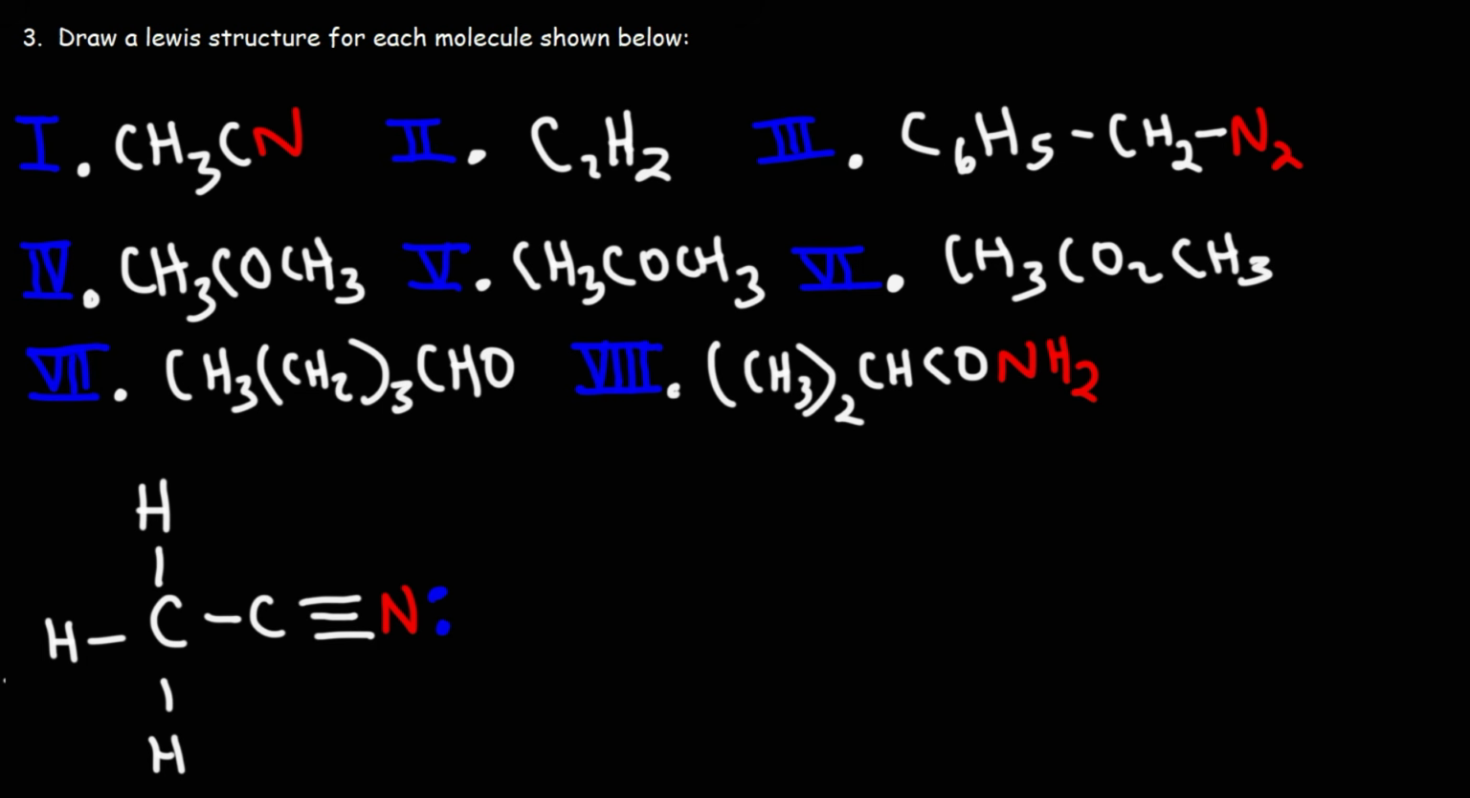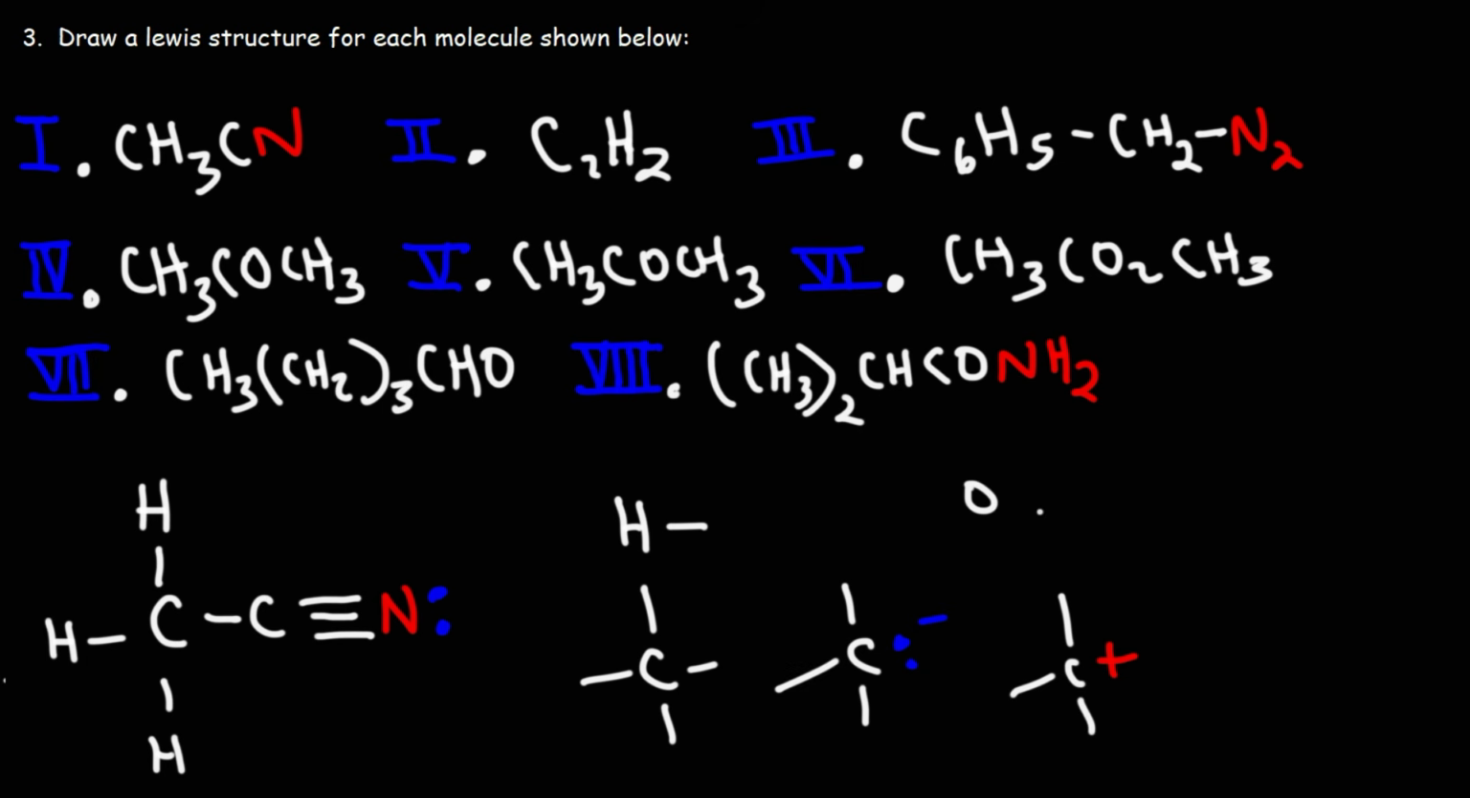So here are some things you need to know when drawing Lewis structures for organic compounds. Hydrogen always forms 1 bond. If carbon is neutral, typically it will form 4 bonds. When carbon has a negative charge, or when it has a positive charge, it usually will form 3 bonds. When oxygen is neutral in charge, it will typically form 2 bonds and 2 lone pairs. Nitrogen, when it's neutral, will usually form 3 bonds and a lone pair.